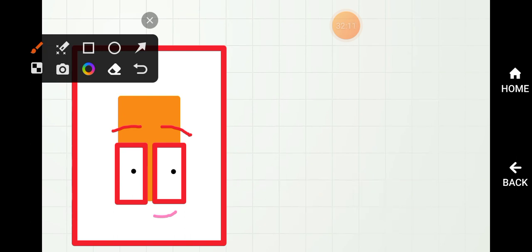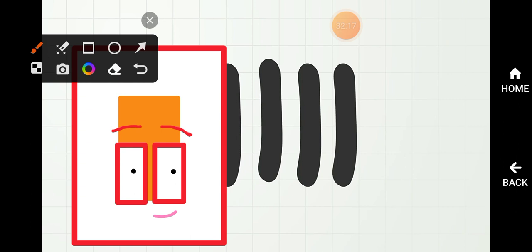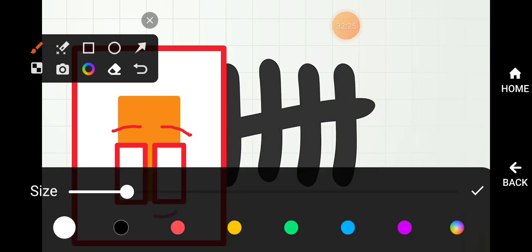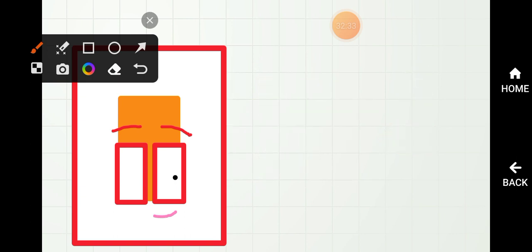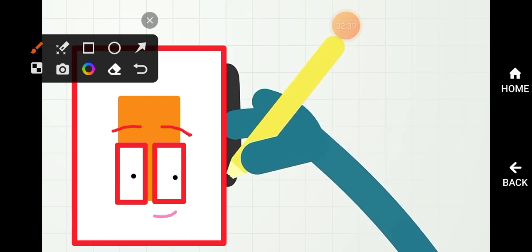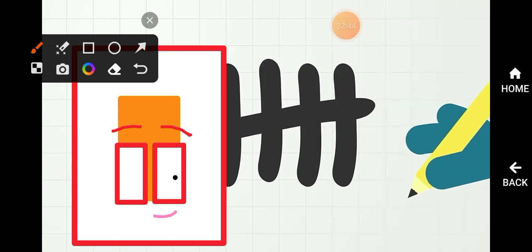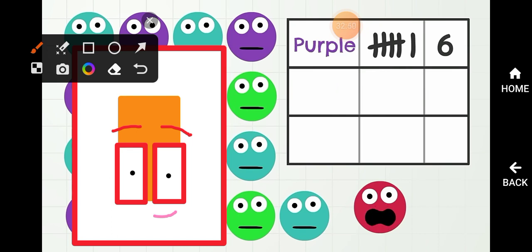When we count with tally marks, we make one up and down line for each number, up to 4, like this. And then when we get to 5, we make a side-to-side line through, like this. And now we know we have a group of 5. But after 5, then we start all over again and make a new group. So when we count up to 6, this is how we do it with tally marks. 1, 2, 3, 4, 5, 6. Okay, moving on. The next color is green.